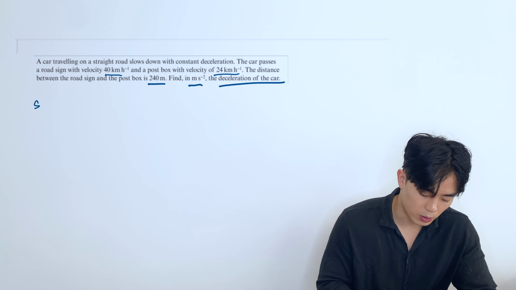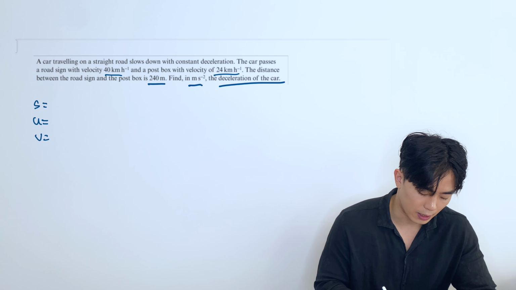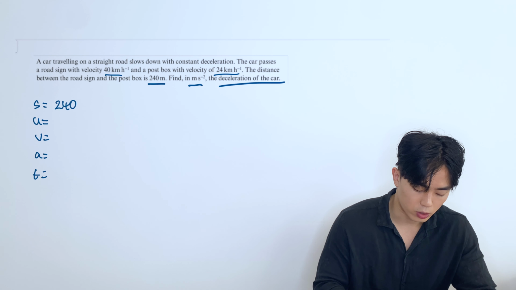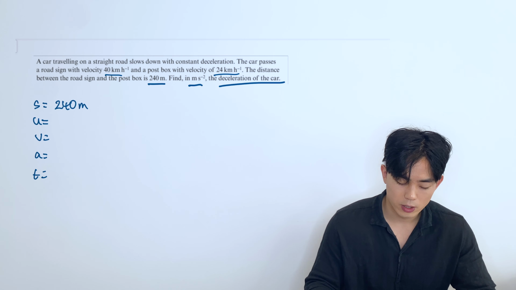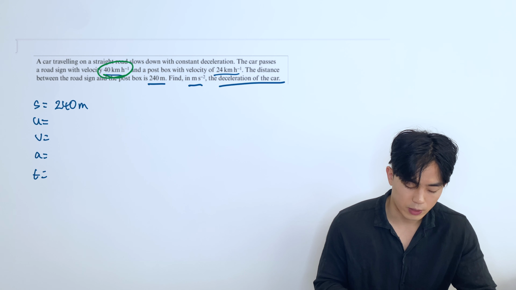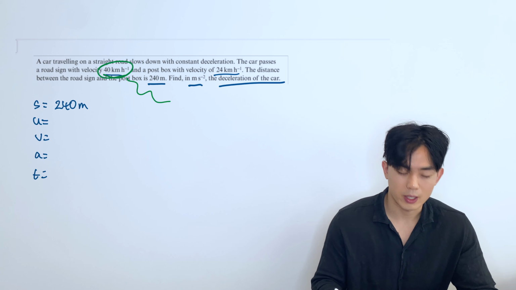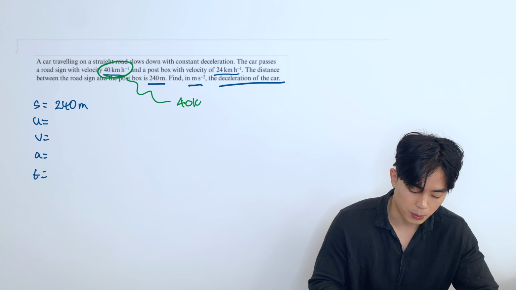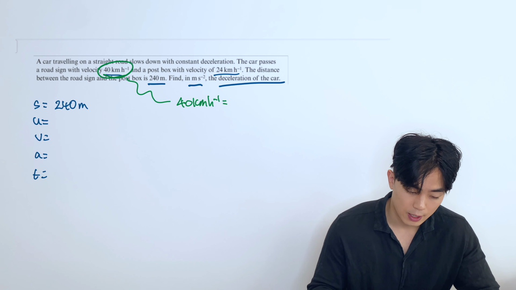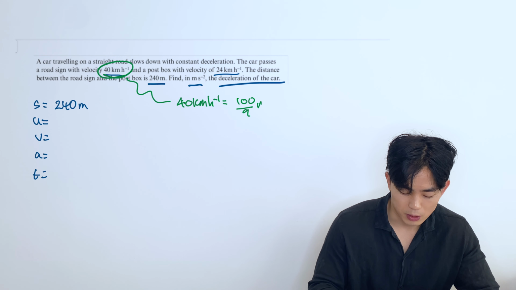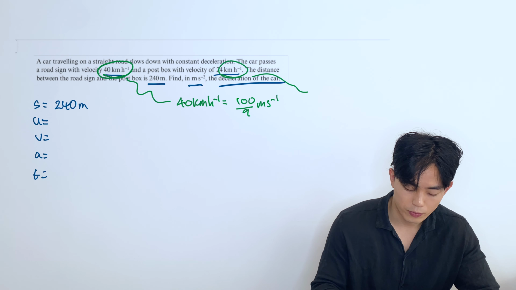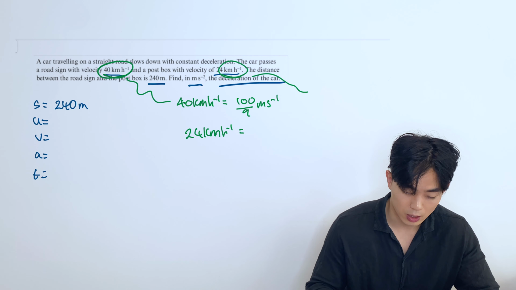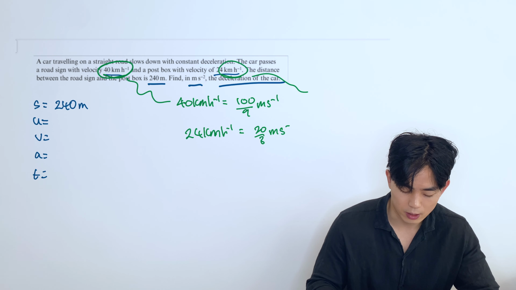Okay, so first things first, as we did before, we list out what we know out of the SUVAT values. So s is the distance between them, so that's going to be 240 meters. Now, as you can see, the initial velocity at the road sign is 40 km per hour. Importantly, we always have to change these values into meters per second. So we change this 40 km per hour into meters per second, and that's going to be 100 over 9 meters per second. Same thing for this 24 km per hour, we also need to change into meters per second, and that's going to give us 20 over 3 meters per second, like this.